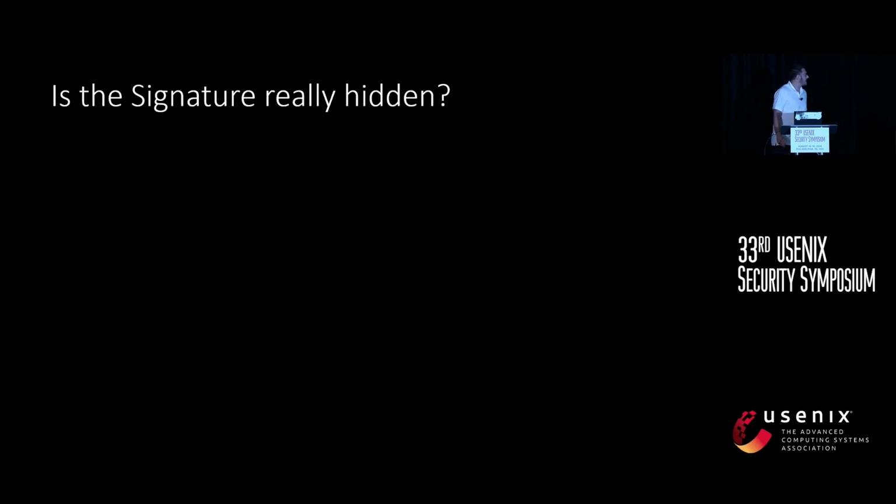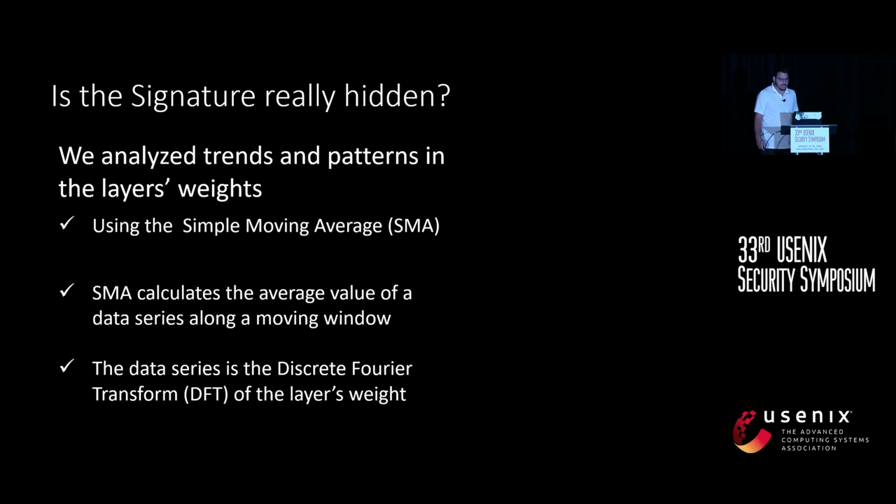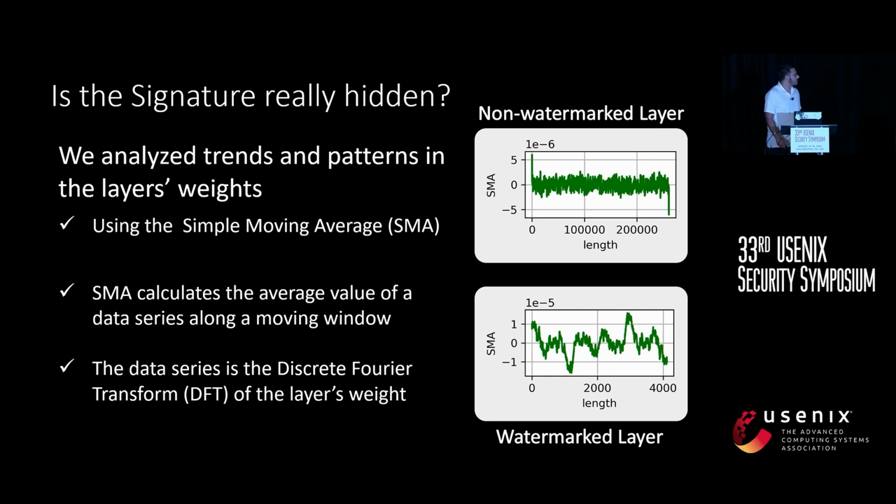But we ask ourselves, is the signature really hidden? In our work, we analyze the trends and patterns in the layer weights using the simple moving average of the discrete Fourier transform of all the layers' weights. And we observe that, due to the restriction we discussed before to force the layer to have some specific value, the watermarking embedder usually uses some regularization. And that regularization is easily spottable. You can easily spot it, and that helps us detect which layers could have been watermarked.